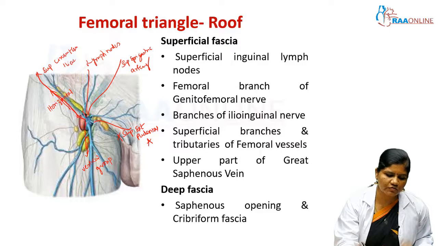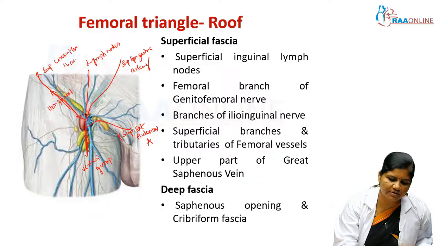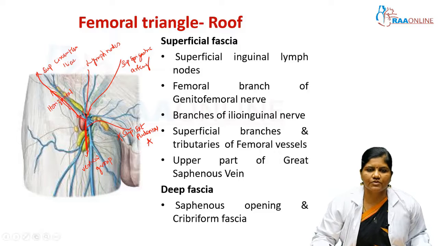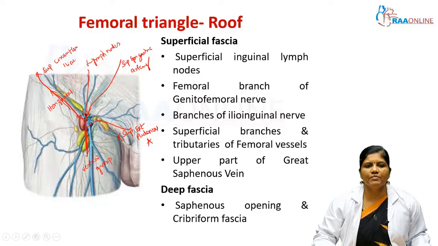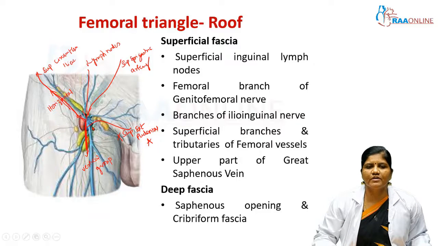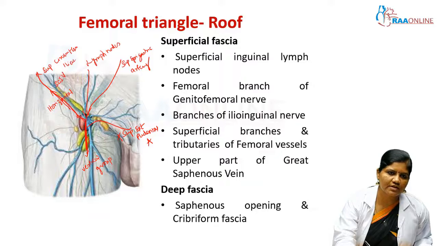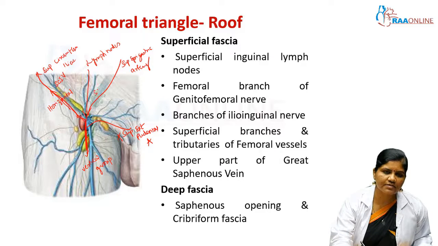These are the branches of the femoral artery. The femoral artery is deep to the femoral sheath. From there the branches pierce and come out in the superficial region. Once again I repeat, the femoral artery is within the femoral sheath. The superficial branches of the femoral artery are the superficial external pudendal artery, superficial epigastric artery and superficial circumflex iliac artery. Other than this, the tributaries of the femoral vein are the superficial circumflex iliac vein, superficial epigastric vein and superficial external pudendal vein.